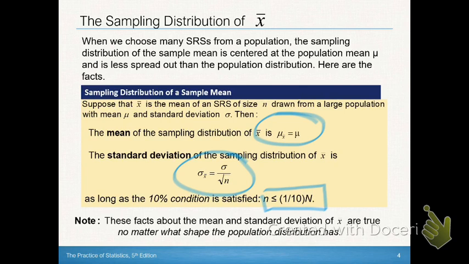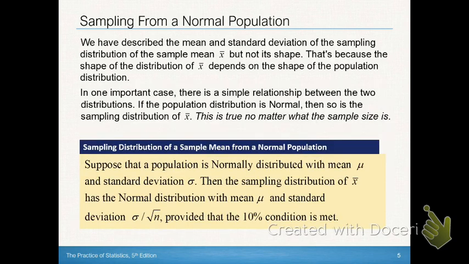So next up, we're going to look at figuring out the shape. Remember, we're usually interested in the shape, center, and variability. There are a couple of things you could do here. First, if you know that the population distribution is approximately normal, then you also know that your sampling distribution will be approximately normal. The formulas we just did for mean and standard deviation, they're going to hold.